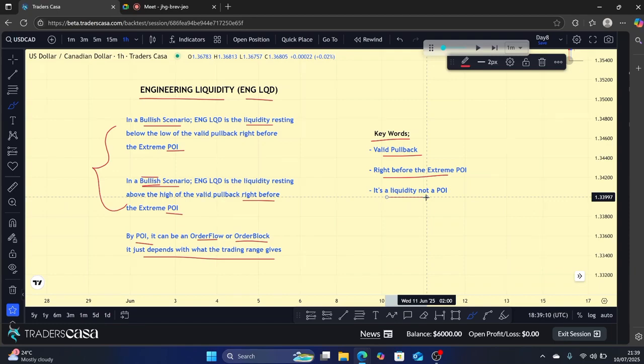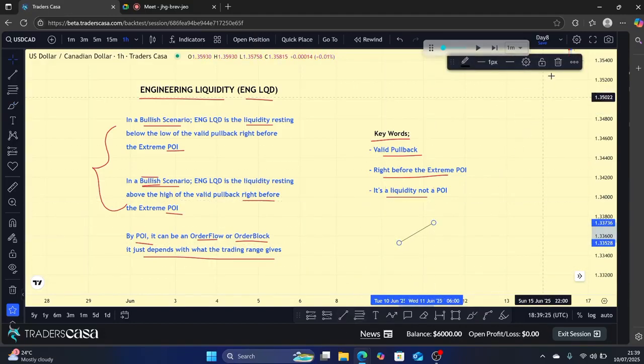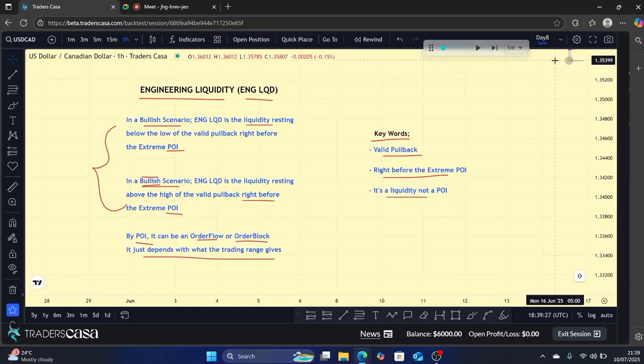The same also on a bearish scenario. I mean also on the bullish scenario, that low, the liquidity resting below that valid pullback low right before the extreme POI, that's what we call the engineering liquidity. Right, so now with knowing this is actually the theory part, now let's dive into the real chart so that we can apply this or we can make this live.